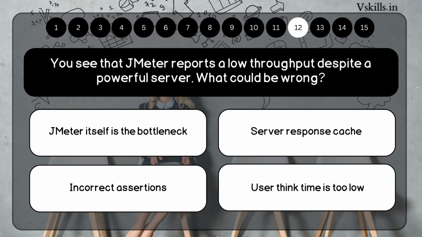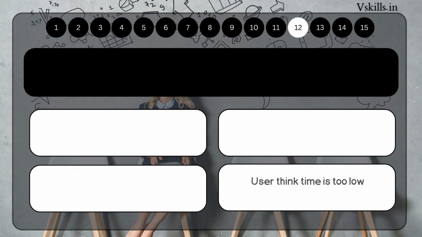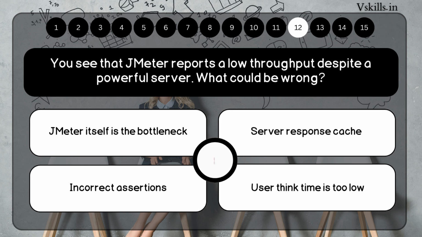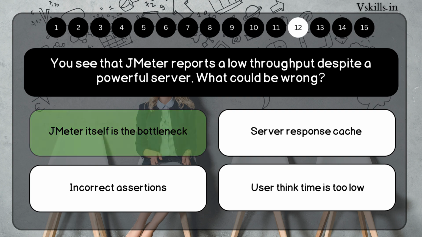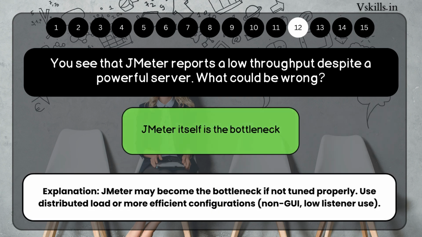Question 12. You see that JMeter reports a low throughput despite a powerful server. What could be wrong? The correct answer is JMeter itself is the bottleneck, as JMeter may become the bottleneck if not tuned properly. Use distributed load or more efficient configurations, non-GUI, low listener use.